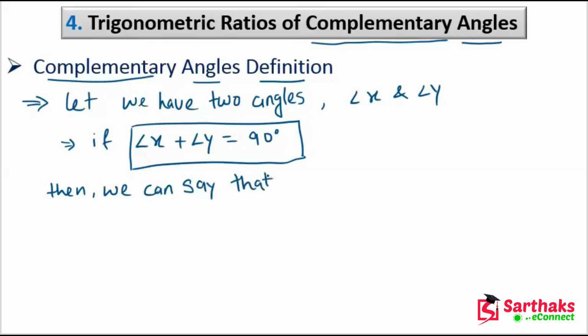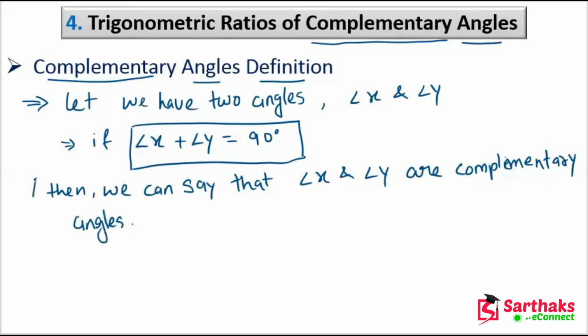that angle X and angle Y are complementary angles. I hope you understand these things. So what are complementary angles? Complementary angles are the set of two angles such that their sum is equal to 90 degrees.